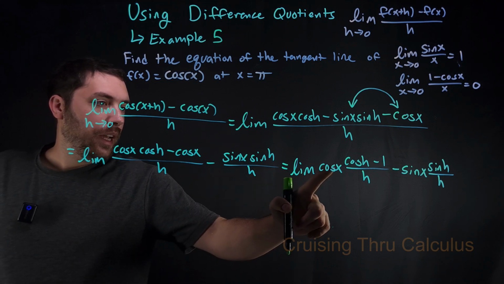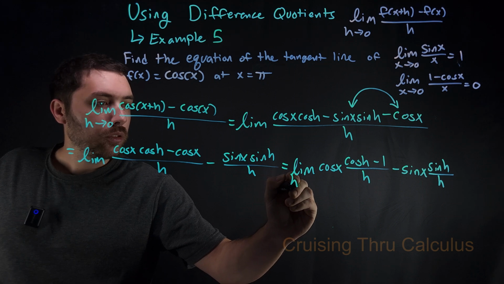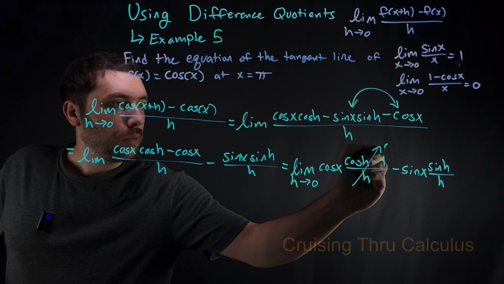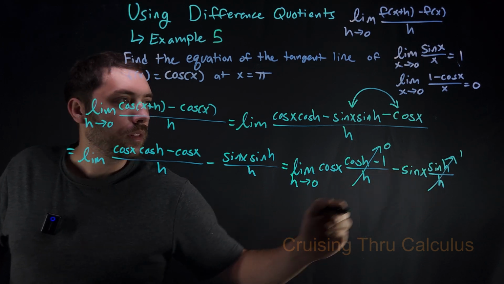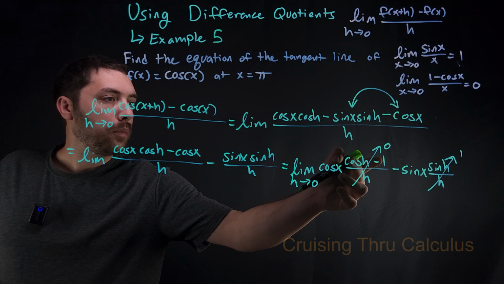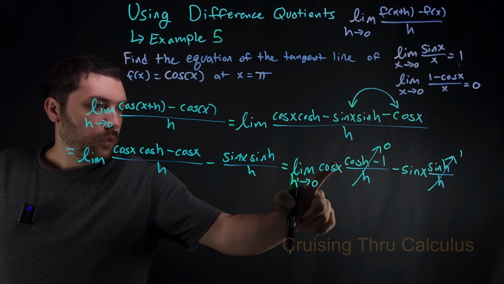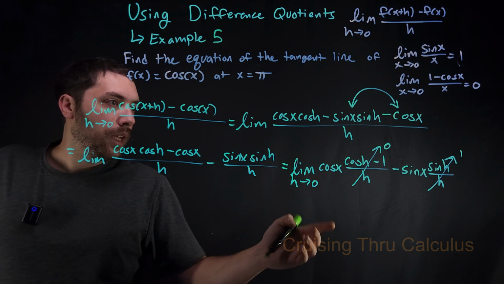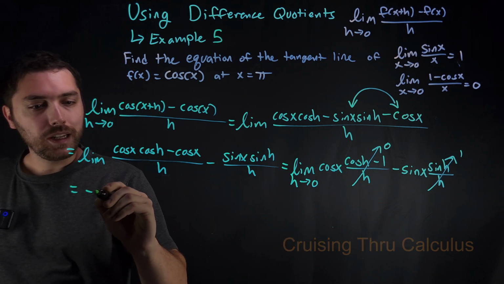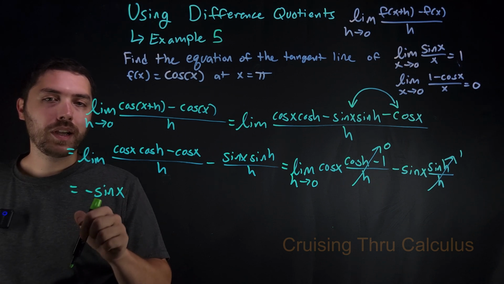Because, take a look. I have cosine h minus 1 over h, and I have sine h over h, and we're letting h go to 0 here. That means that this piece here is 0, and this piece here is 1. Don't forget, it is okay for these two pieces here to be swapped and still get 0. That is legitimate. Okay, so we have 0 times cosine x, which is just 0, and then we have 1 times negative sine x, so what we end up with is negative sine x. Whew, all that work just to find this.